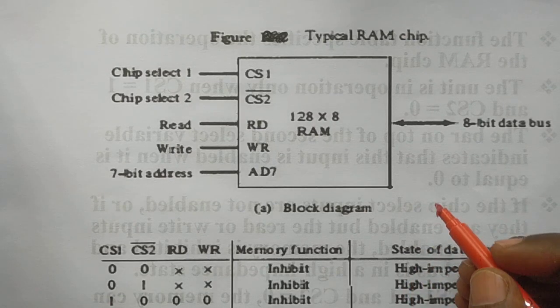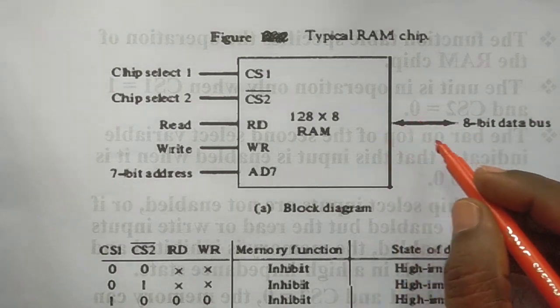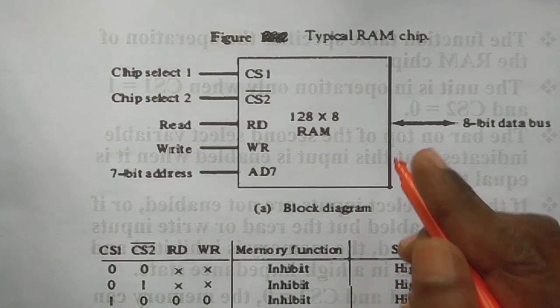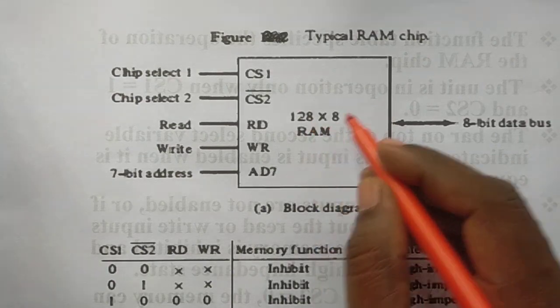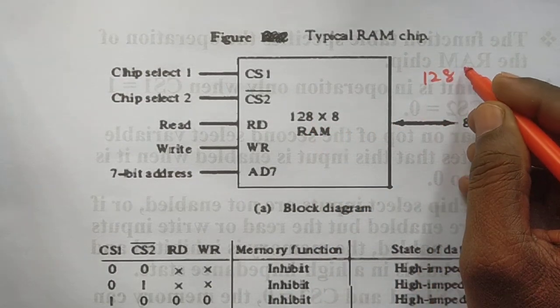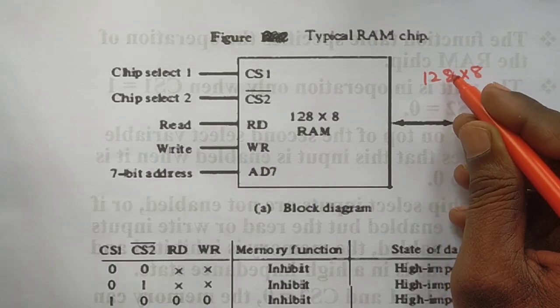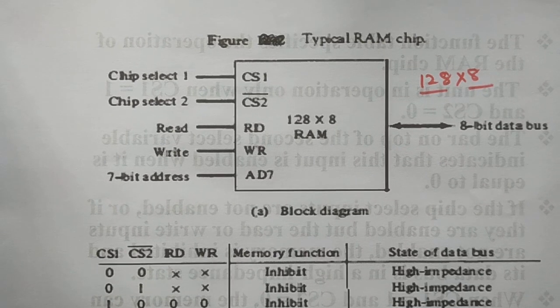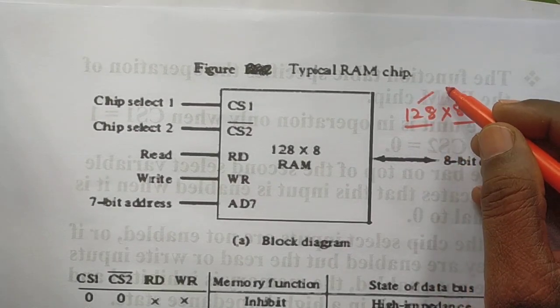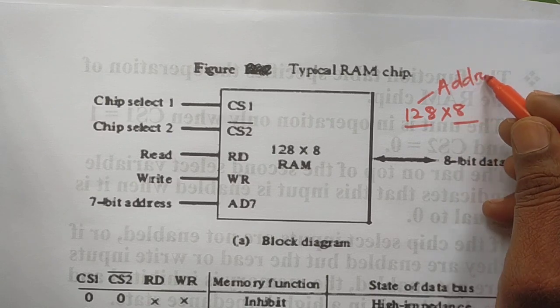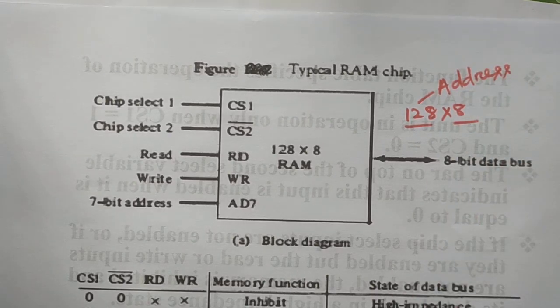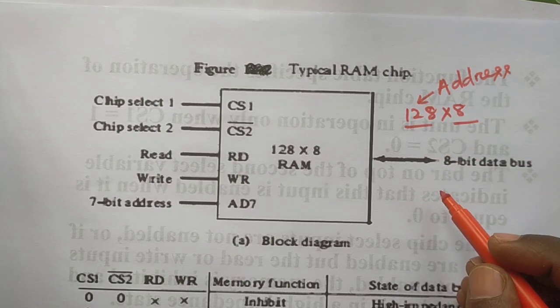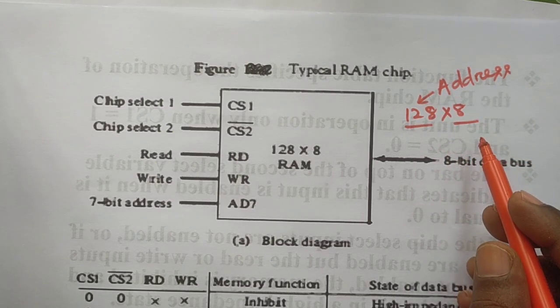In this particular RAM, you see, I took the size of RAM as 128 into 8. It has two parts, 128 into 8. Okay, 128 into 8 means 128 is the address part. This is actually the address part. And the other is 8, it is the word part.